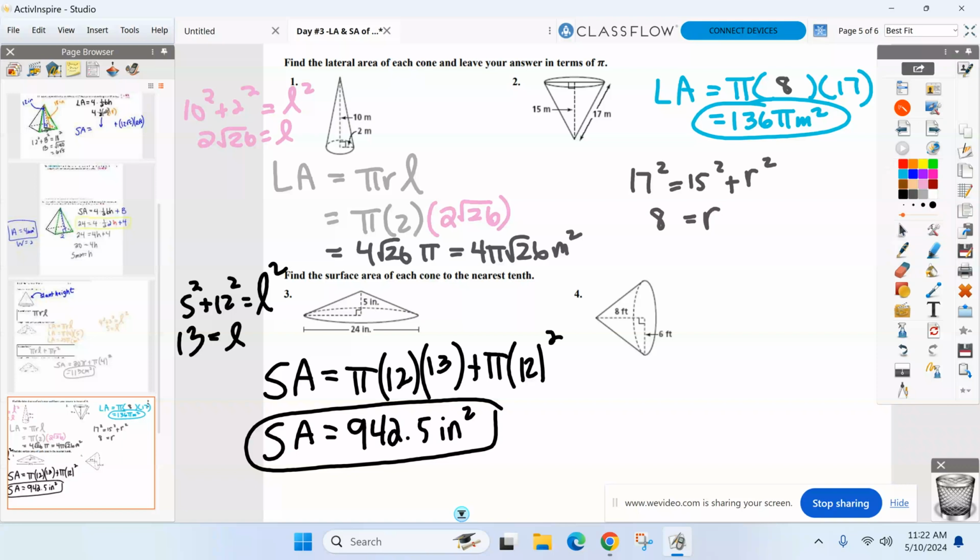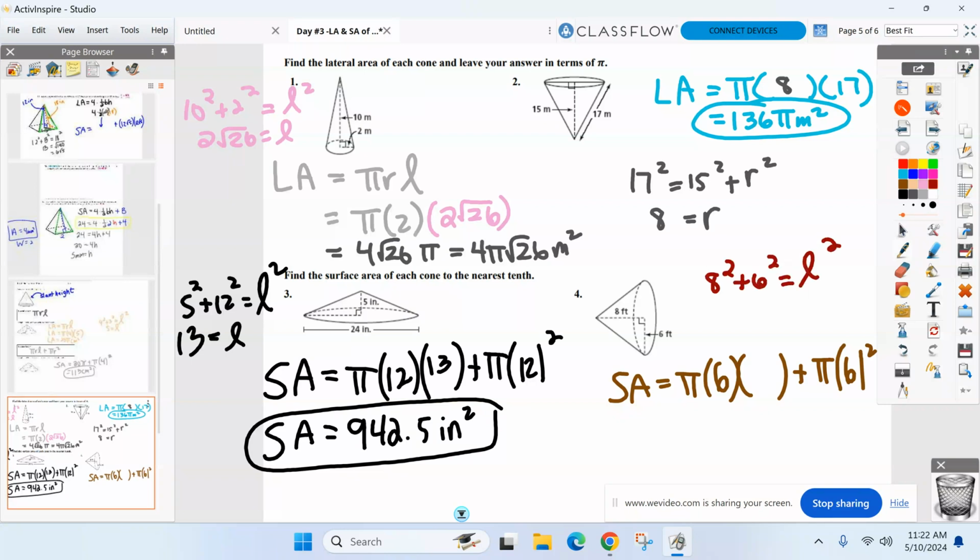All right, final one before we get to the big dog, how we end class every day in this unit. Pi times 6. Somebody will find the slant height for me. Plus pi 6 squared. What are we doing here? 8 squared plus 6 squared equals my slant height squared.